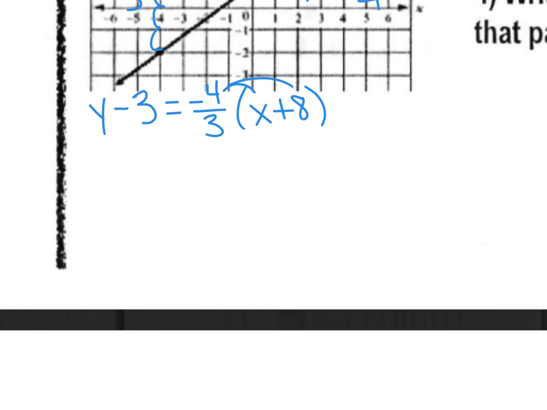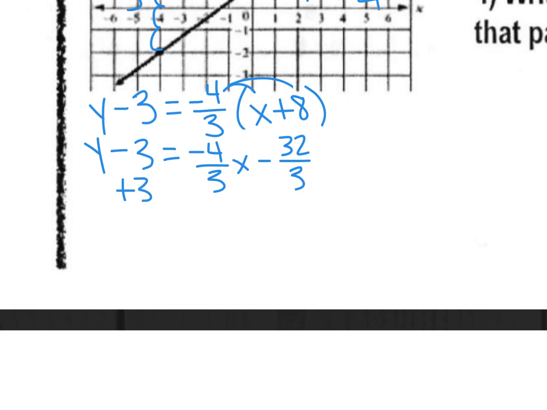You might want to use your calculator here. Y minus 3 equals negative 4 over 3x. What is negative 4 over 3 times 8? It's going to be a fraction, and that's okay. Should be negative 32 over 3. Don't freak out about the fraction. You have a calculator that will do that. And then we still need to move that 3 over. How do we move over the 3?